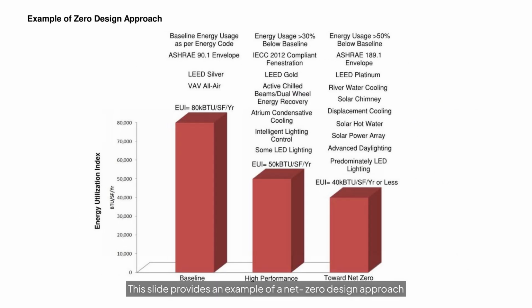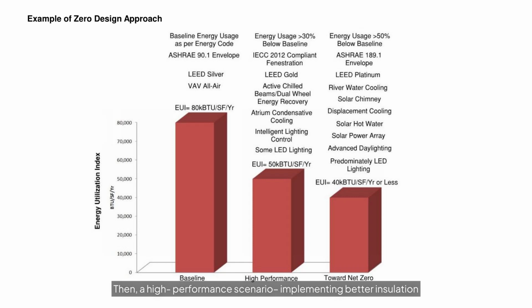This slide provides an example of a net zero design approach by comparing energy performance scenarios for a real project. A bar chart is shown plotting EUI in kilo-BTU per square foot per year for 3 scenarios. The baseline scenario, labeled as a code minimum or standard practice case, might have an EUI around 80 kilo-BTU per square foot per year, achieving roughly LEED silver level.